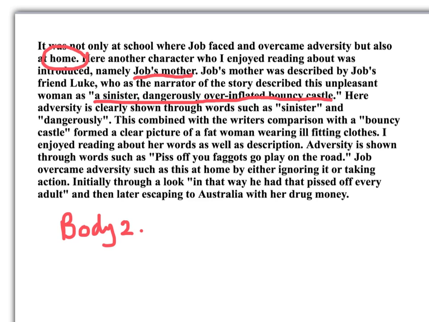Not only that, but I also picked out words that I could outline. Words like sinister and dangerously have very strong negative connotations, used effectively by Dan Preston. So I give examples and I explain a lot about the adversity that Job faces from his mother through the description of her. High-level thinking and detailed analysis is what you really must work on to get into the excellence category, and I think I've done it quite well here. I hope that you can include this sort of detail when you're writing your own body paragraphs.